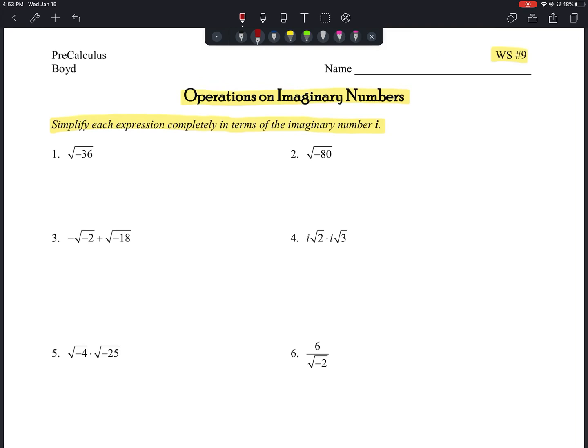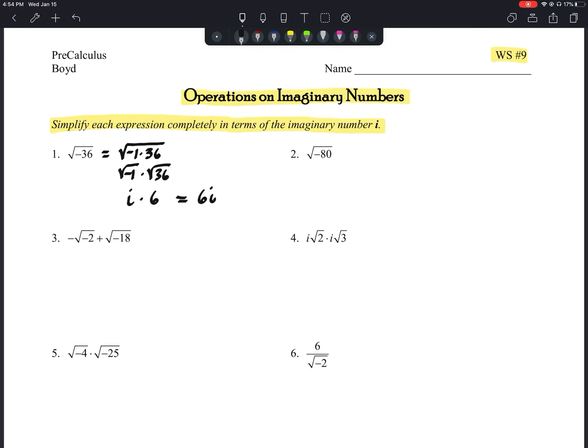So let's start with number 1. It says the square root of negative 36. Remember, anytime you're taking the square root of a negative, we could treat this as the square root of negative 1 times 36. If you want to break it apart, you don't have to do all of these steps, but I'm going to treat it as the square root of negative 1 times the square root of 36. I know the square root of negative 1 is i, and hopefully we recognize that the square root of 36 is just 6. So we have i times 6, which will give us the answer 6i.